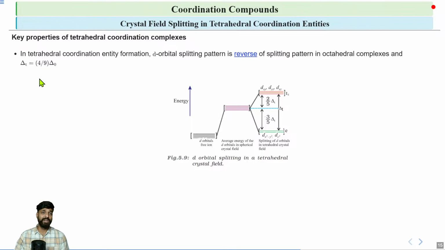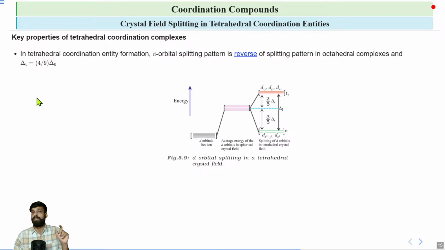So this is the energy order. Clear? One more important thing: for the same kind of ligand, suppose the metal ion is represented by A and the ligands are represented by X. Suppose two kinds of complexes are formed, one tetrahedral and one octahedral. For tetrahedral, the coordination number will be 4, so the complex will be AX4. For octahedral, the coordination number will be 6, so the complex will be AX6.